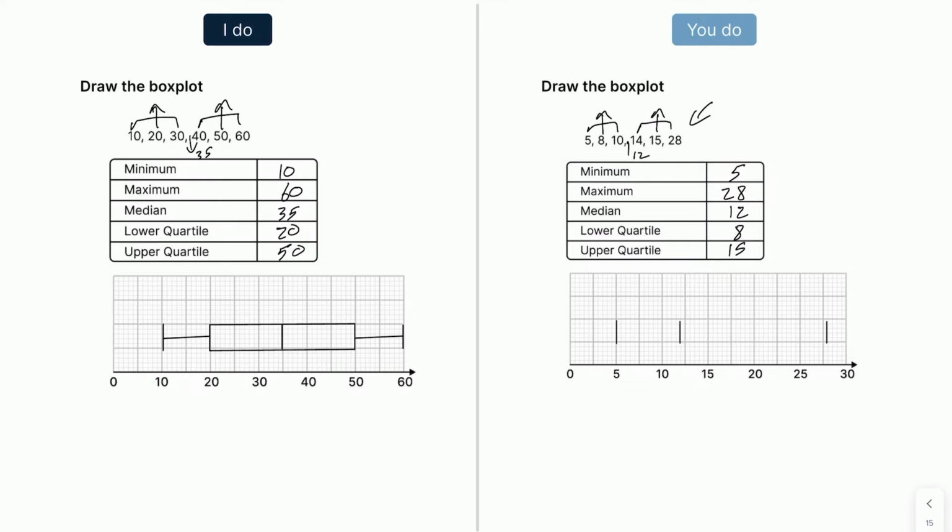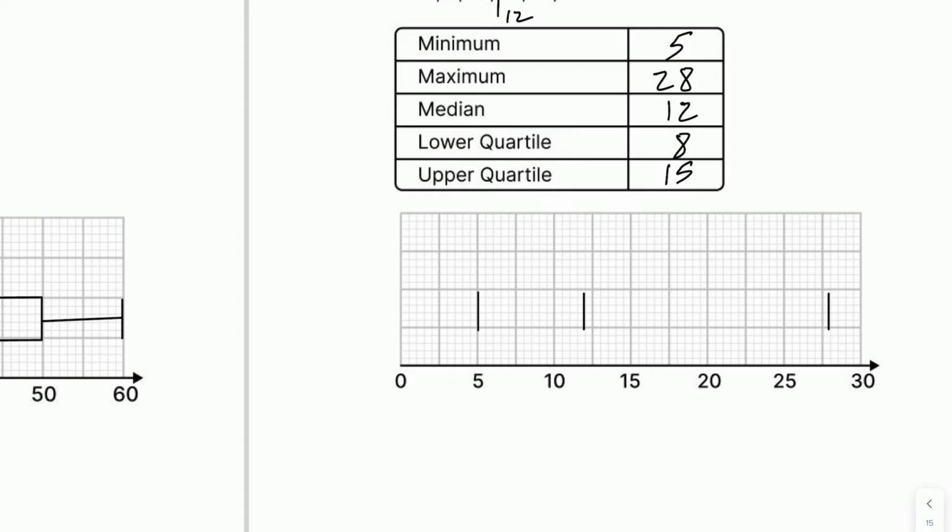So just be careful with reading these axes. The lower quartile is at 8, so that's going to be that right there. The upper quartile is at 15, so that's going to be that right there. And then finally just connect all of that together. And there we have it.